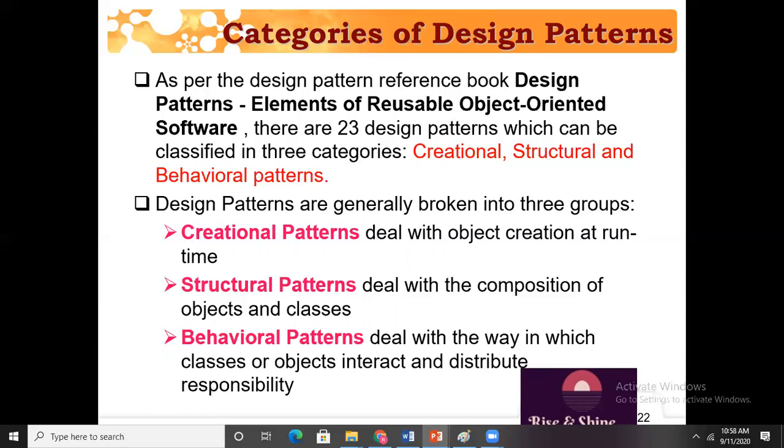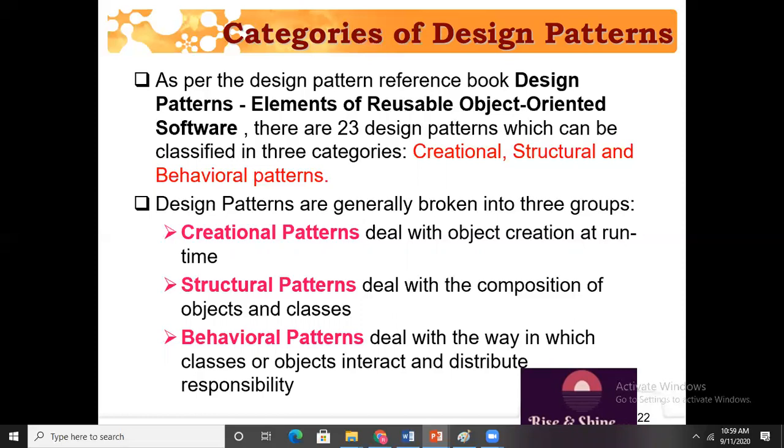We will see these things one by one in our next video: what creational design patterns are and how they are classified, what structural design patterns are and how they are classified, and behavioral design patterns. So I conclude my session here.